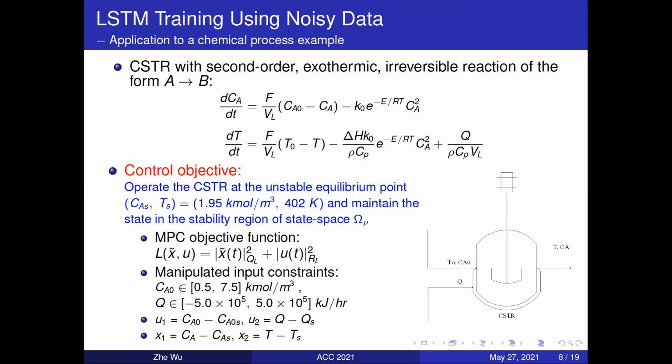We apply the LSTM model to a chemical process example. Here we consider a CSTR with a second-order exothermic irreversible reaction from reactant A to product B. The system has two states, the concentration of A, C_A, and the temperature T, and two manipulated inputs, which are the inlet concentration C_A0 and the heat input rate Q.